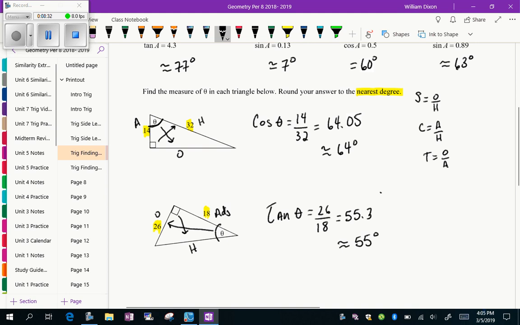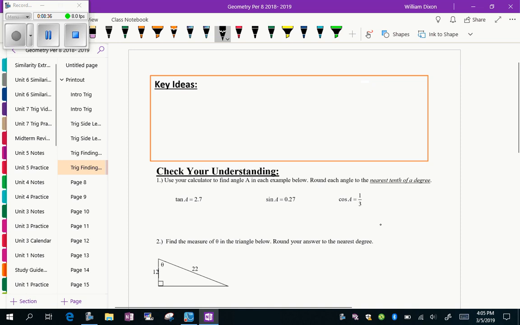What I want you to do is write down some key ideas here. Very important, they'll be checked tomorrow, and I want you to use your notes to do your check your understanding. That's also important.